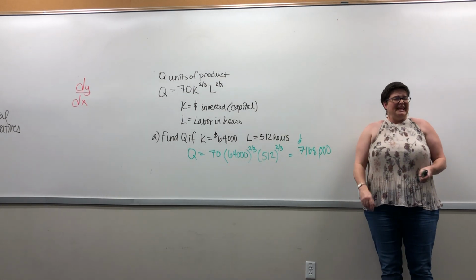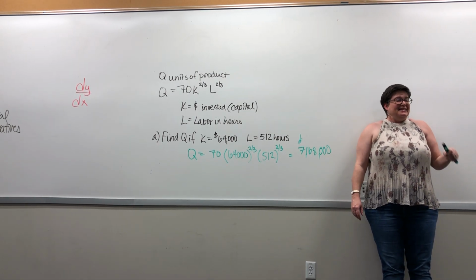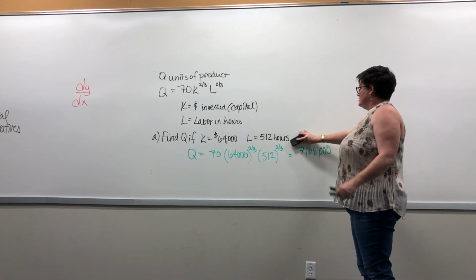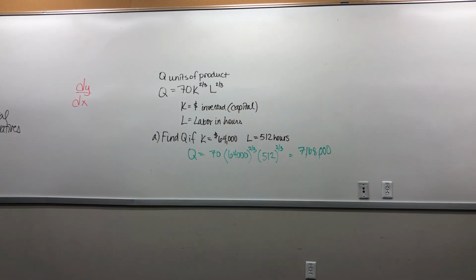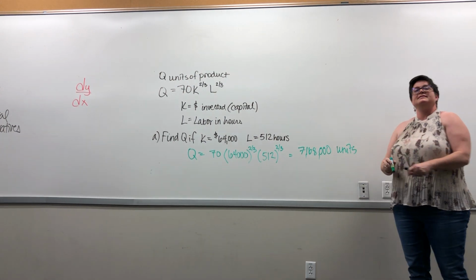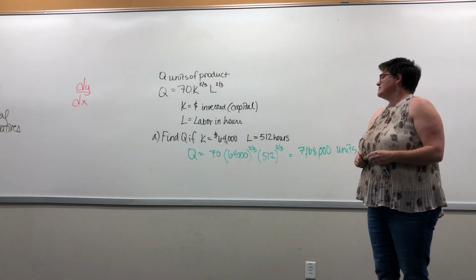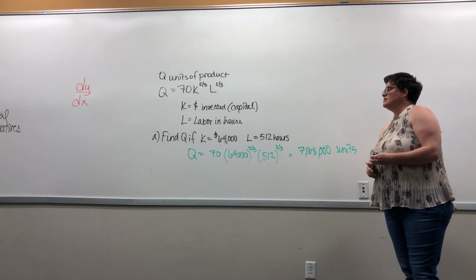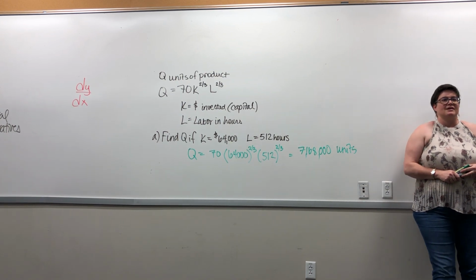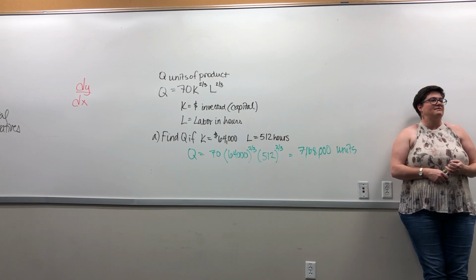But is it in dollars? What is it in? Quantity. It's in units of product. So a full sentence interpretation of this might say something like, 512 hours of labor and $64,000 of capital invested would give us 7,168,000 units produced. And there it is. That wasn't so bad, right?